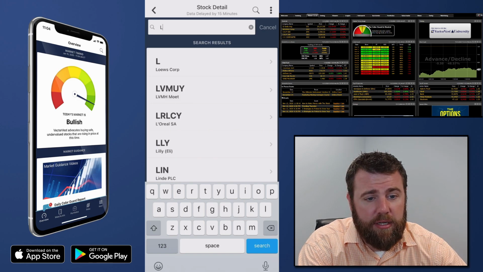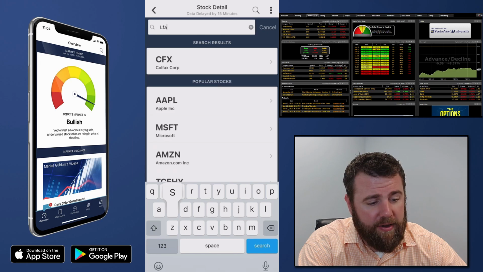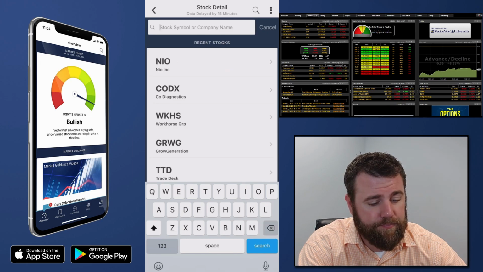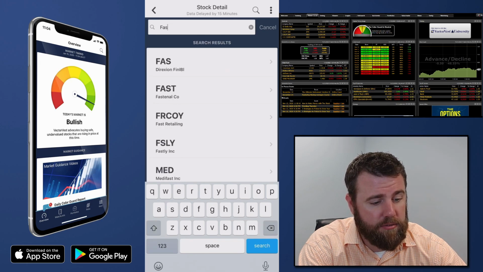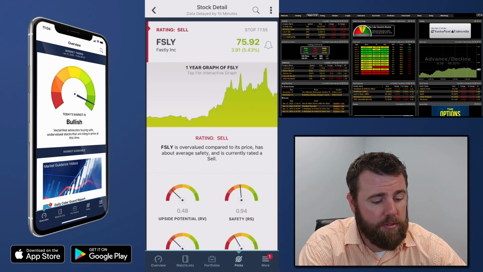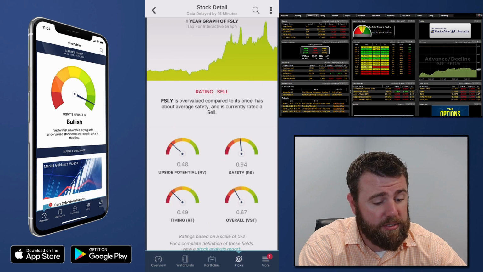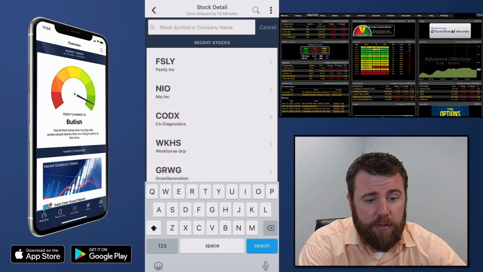Let's see. Fastly, FAS. There we go. So poor long-term potential, a lot of risk associated with it. It's in a steady decline. Overall, stock's definitely not favorable right now.